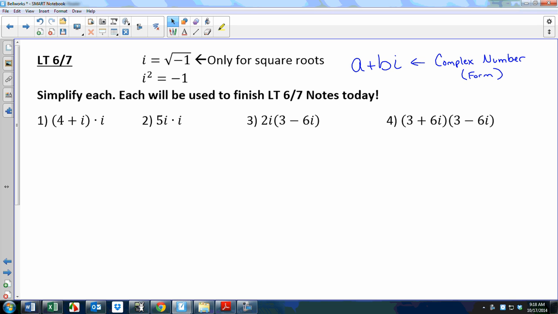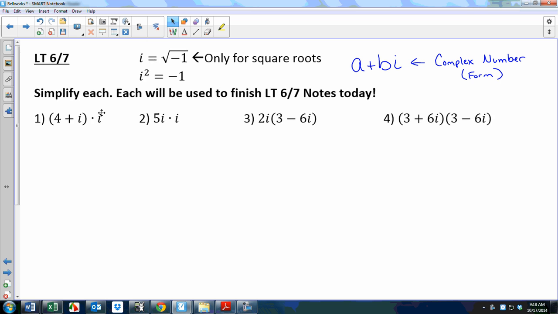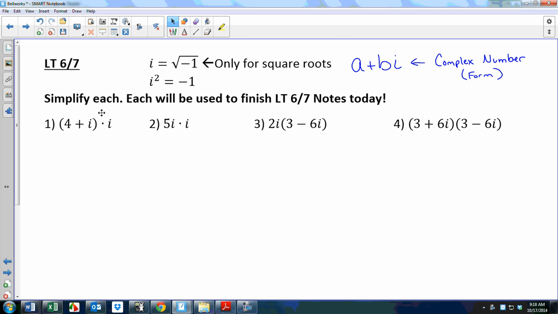All right, so in number 1, if your gut tells you that when you're multiplying 2 things times 1 thing, that you should distribute, your gut's right. Multiply i times 4, and multiply i times i.